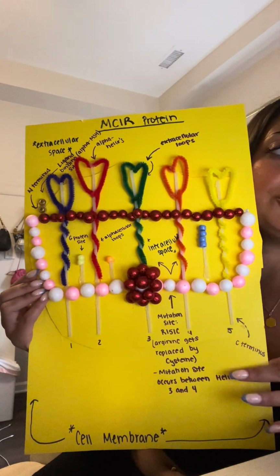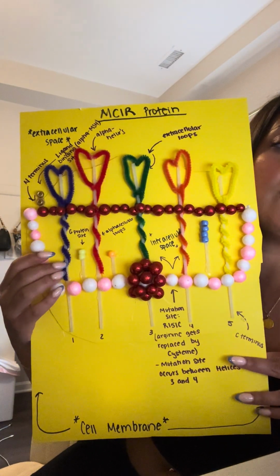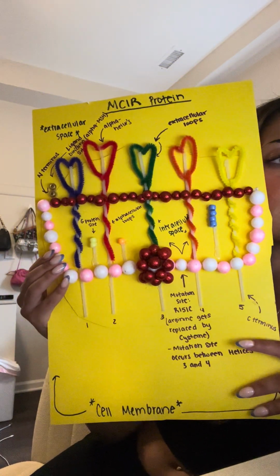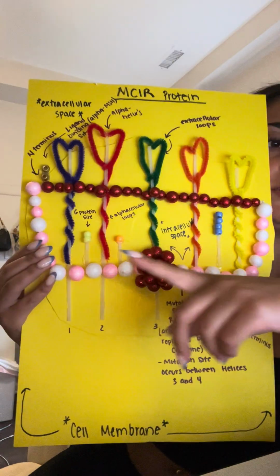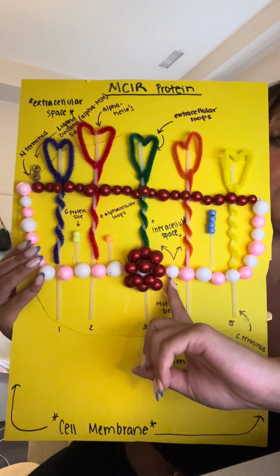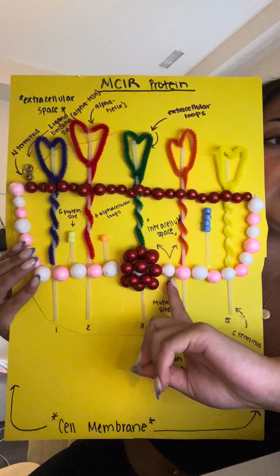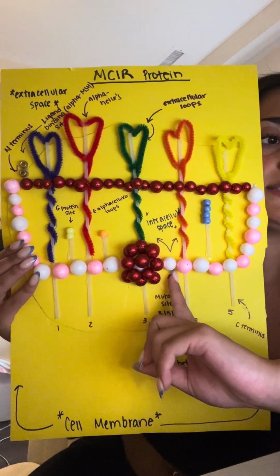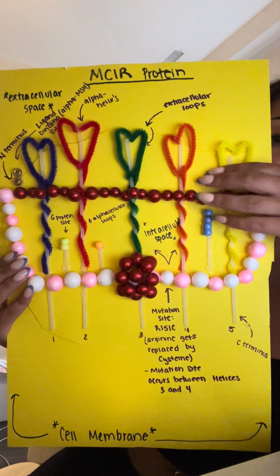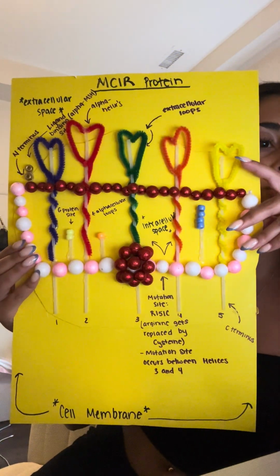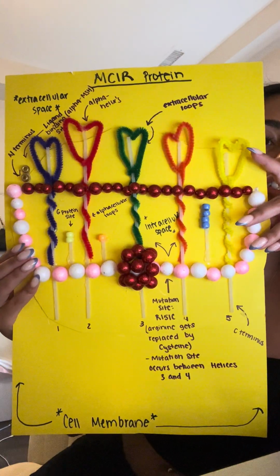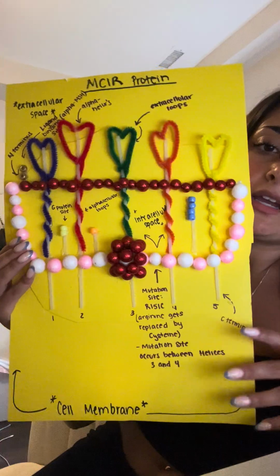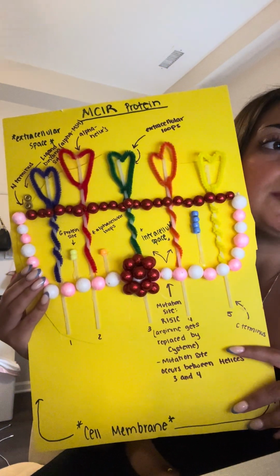So in my model, I showed this with different colors of pipe cleaners, making it easy to see. How I represented each structure: for my primary structure, I represented the mutation marker that occurs right here, indicating a specific amino acid change. The secondary structure is my alpha helixes made of pipe cleaners, and the tertiary structure is shown through the way the helixes are arranged and come across as 3D in the membrane. And like I stated before, the quaternary structure doesn't apply.